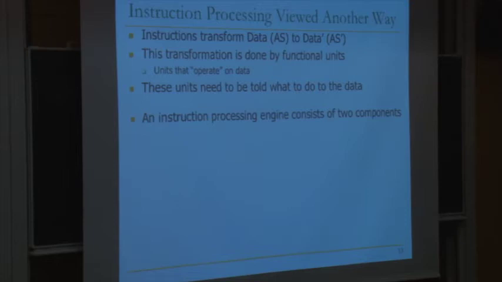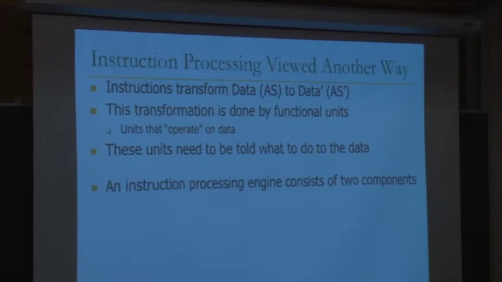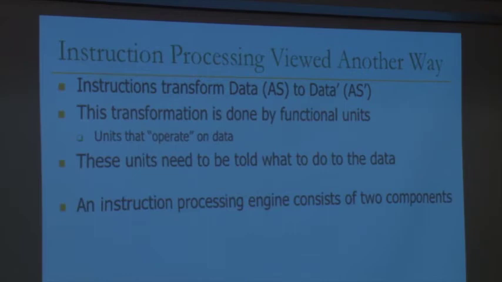Okay, another way, let's take a look at instruction processing in some other way. Basically, instructions transform some data to another version of that data, architectural state to the next architectural state. This transformation is done by functional units. These are units that operate on data. And there's a distinction between these units that operate on data and some logic that tells these units what to do to the data. These units are actually called the data path.